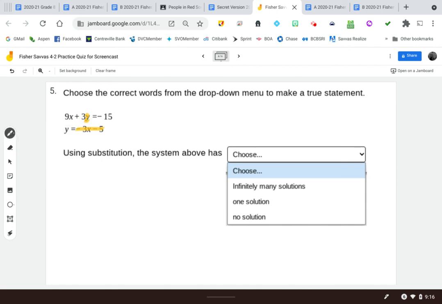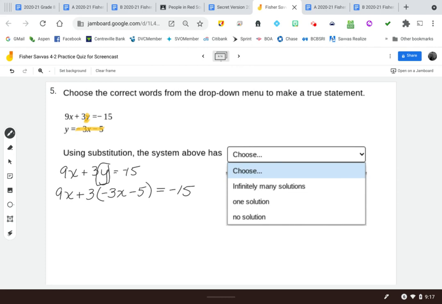So let me jump back to another color. So I'm taking the equation 9x plus 3y is equal to negative 15. And I'm going to substitute in for y the negative 3x minus 5. So I have 9x plus 3 times negative 3x minus 5. Make sure that that's in parentheses. And then that's going to be equal to negative 15.